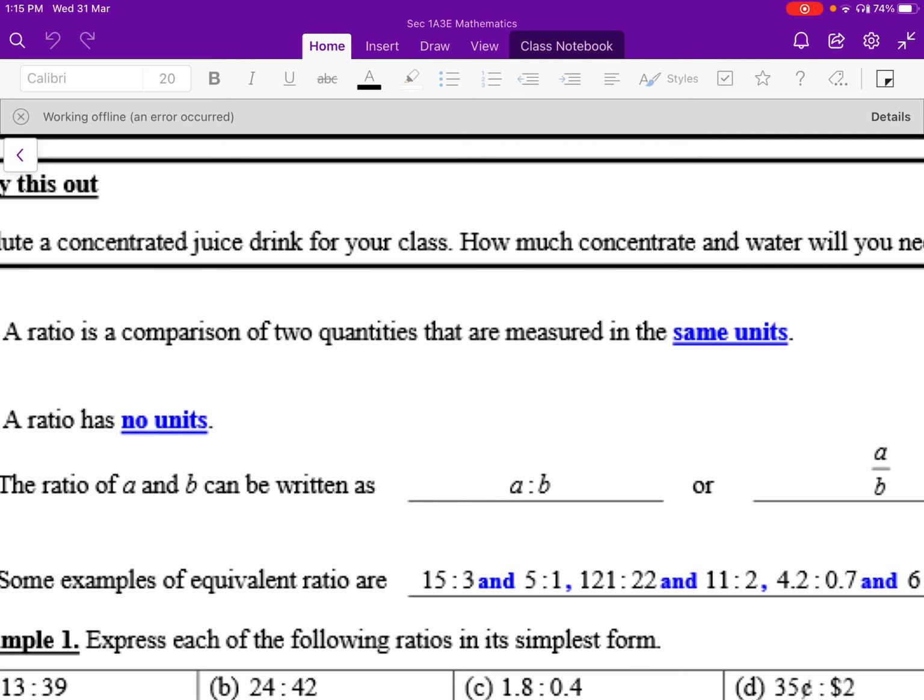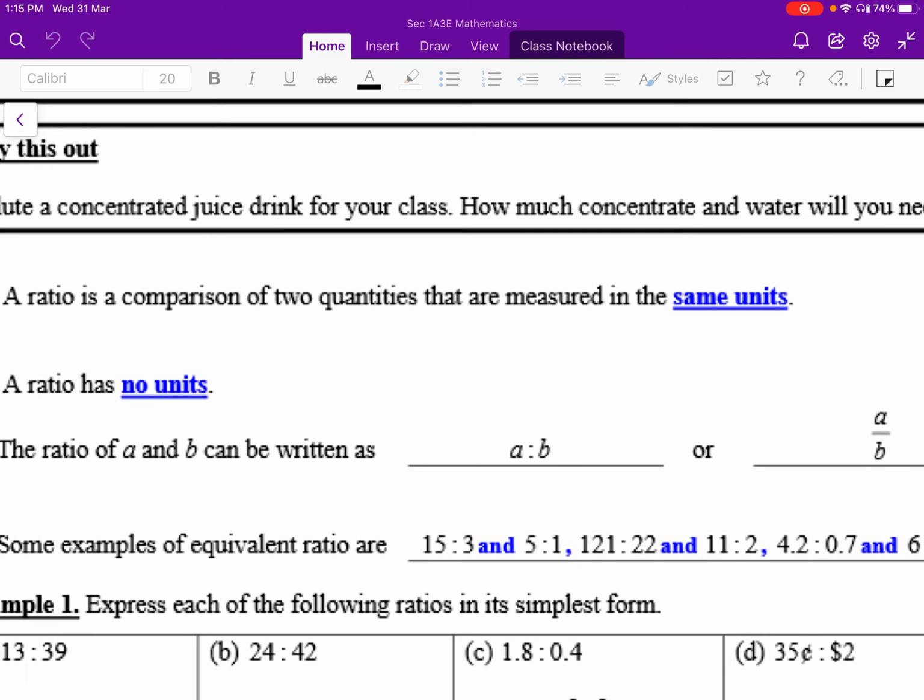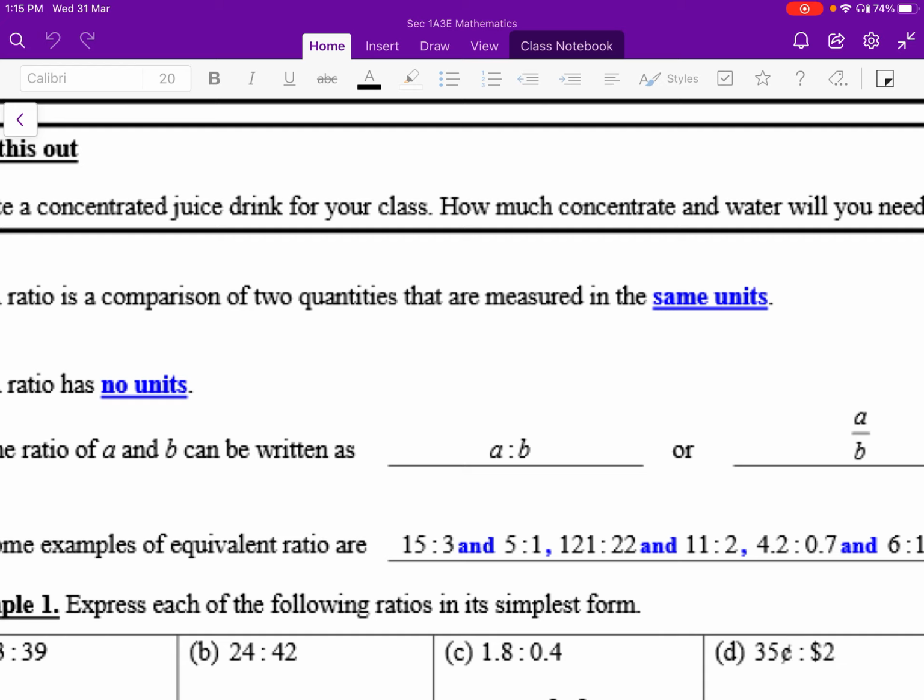are measured in the same units. Question: cm and meters, are they the same unit? Cm and meter, same unit or? Different units, but they are both units used for measuring length, but they are different units. Okay, so a ratio must use the same unit.